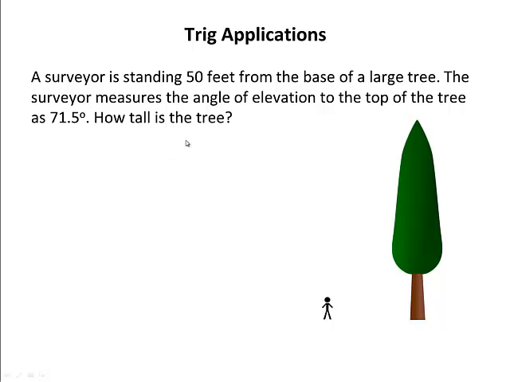So we have some information here, and we're measuring the angle of elevation. Angle of elevation is measured from the horizontal, meaning that here's the angle of elevation going up. That's why it's elevation. And then the other one would be the angle of depression. So this is the angle of elevation, and this is called the angle of depression.